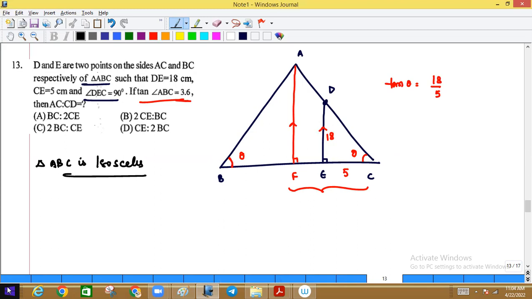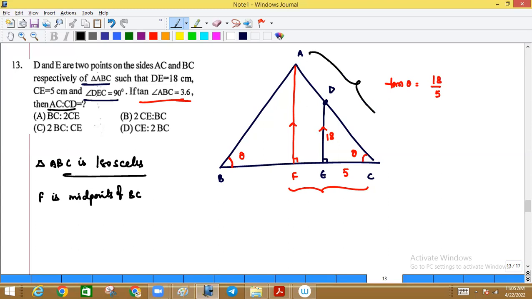Yes or no? I told you, for an isosceles triangle or an equilateral triangle, whether you call it perpendicular, median or altitude, all of them are equal, the perpendicular bisector. So F is what? Midpoint of BC, right? He's asking you what AC by CD.